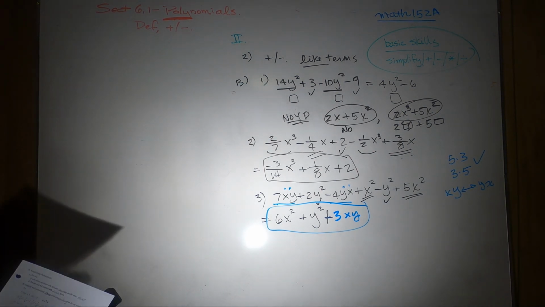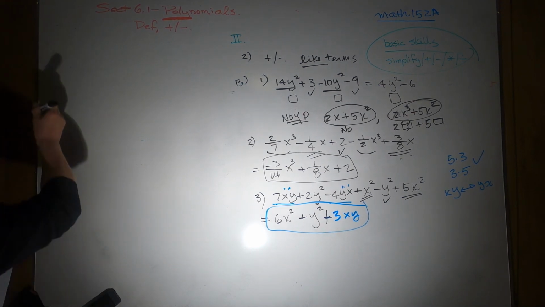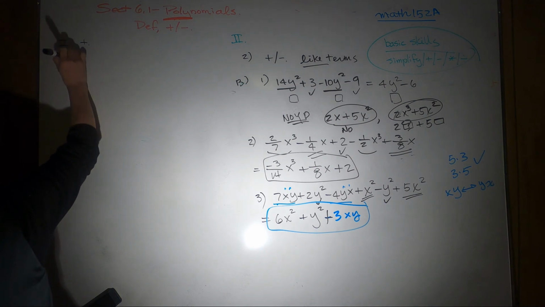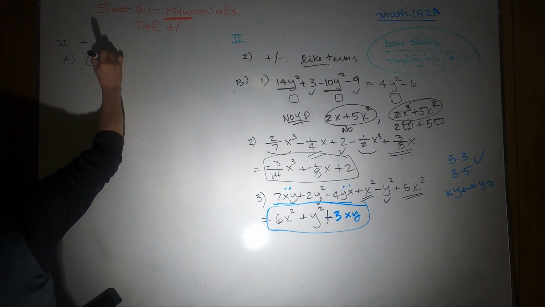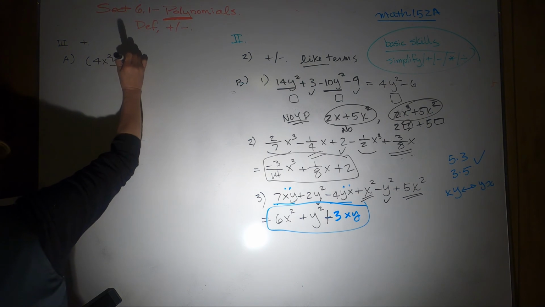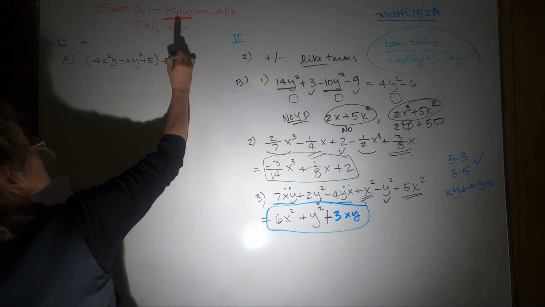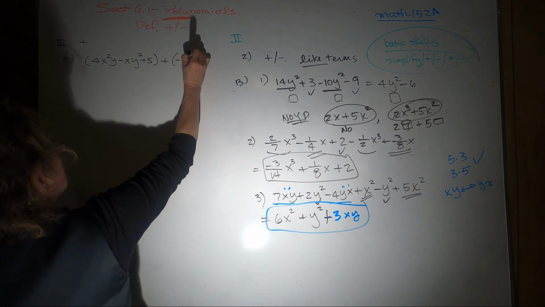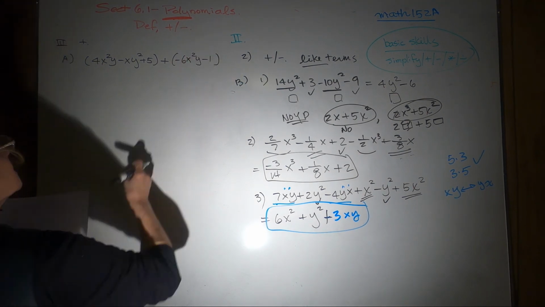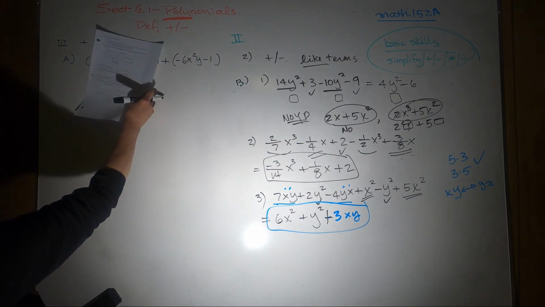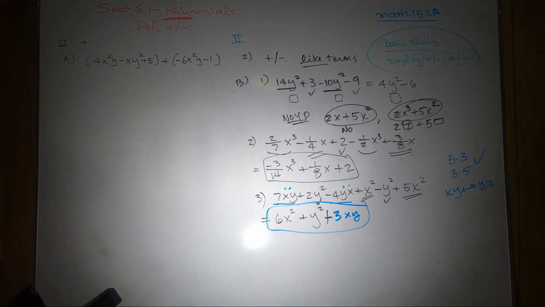Okay? Then we do add, subtract. So we are going to do addition. Okay, first one, you have this one, 4x squared y minus xy squared plus 5 plus negative. So first one, how many terms do we have? 3. How many terms do we have there? 2, right? Then we are going to add together.